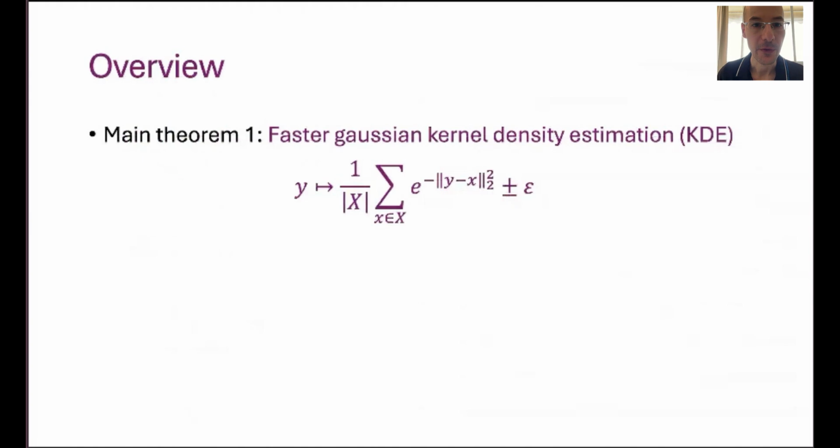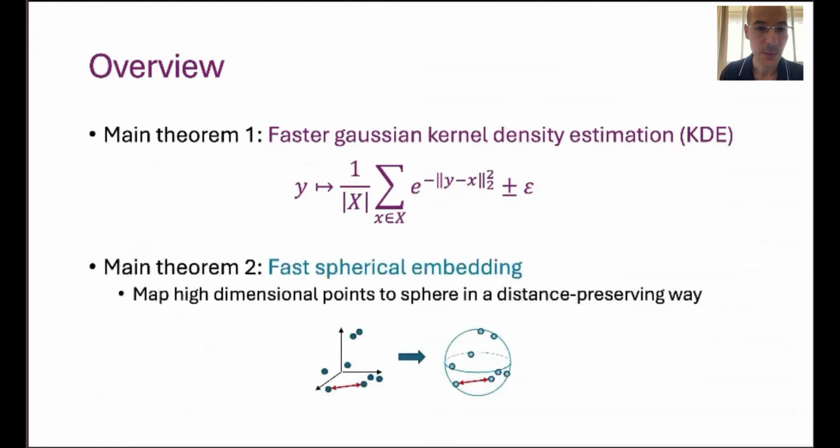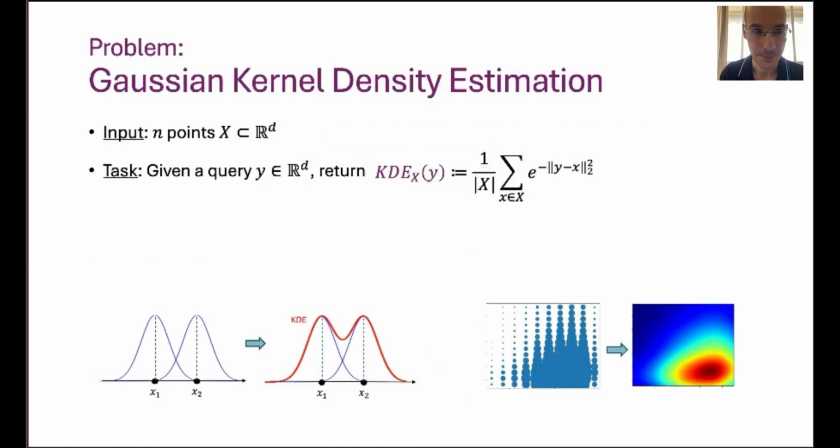Let me start with an overview of the main theorems. The first one is a fast Gaussian kernel density estimation algorithm, which is faster than the previous ones in a certain regime of parameters. And the second one is a fast spherical embedding theorem, which maps your points onto a sphere in a way that approximately preserves their distances. They may seem unrelated, but they are actually very related. The first theorem is a consequence of the second theorem, as we are going to see.